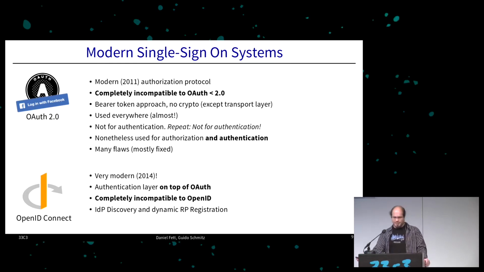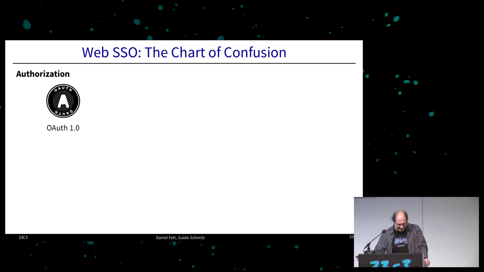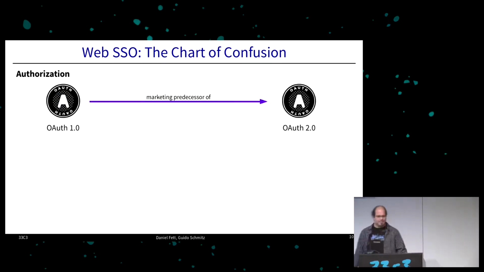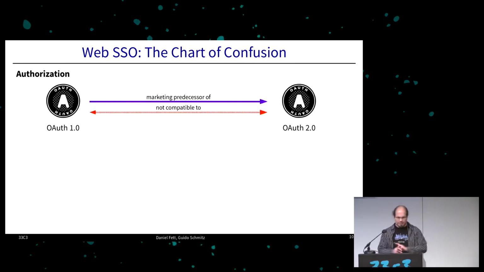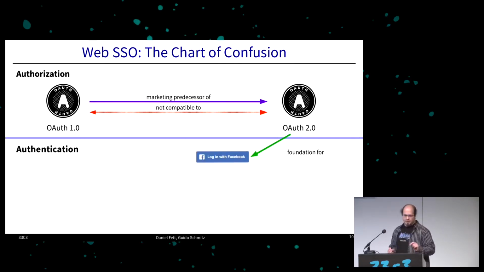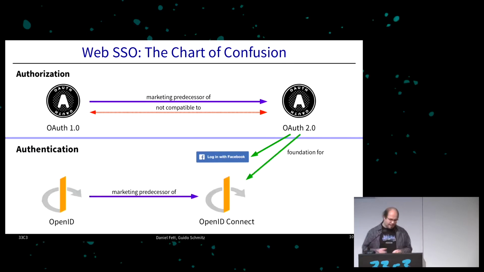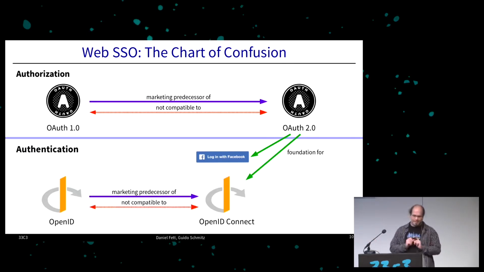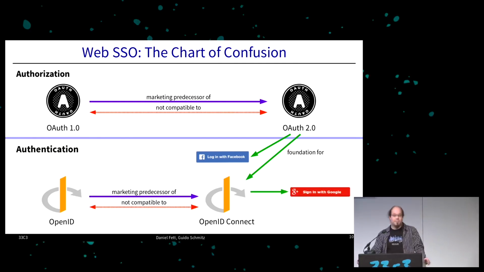So this leads us to the web single sign-on chart of confusion. We have OAuth 1, which is the marketing predecessor of OAuth 2, but completely incompatible to OAuth 2. And OAuth 2 serves as the foundation for login with Facebook, for authentication, and also for OpenID Connect. And there's OpenID, which is the marketing predecessor of OpenID Connect, but same here, they're not compatible to each other. And OpenID Connect is used, for example, by Google. So these are the most commonly used web single sign-on systems.